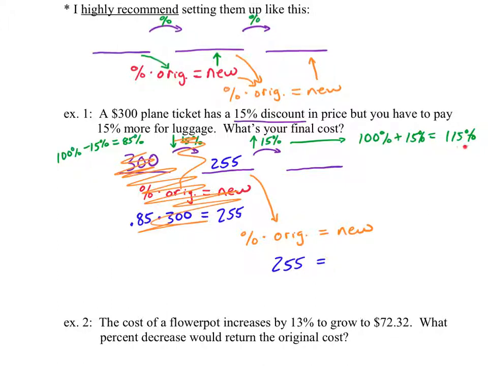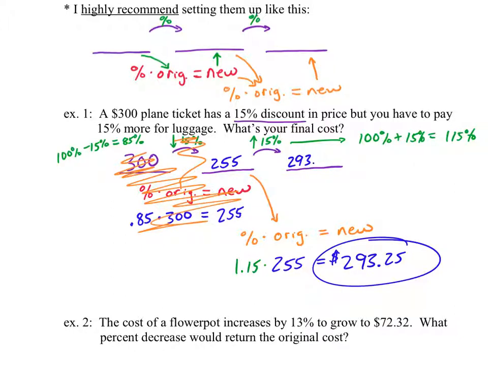So when I take my 115% and put it in, I have to move that decimal point 2 places. So I have 1.15 times 255. Punch that in my calculator. So the final price ends up being $293.25. There's the final answer. Or if you wanted to, you could even put it in the blank here, $293.25. So it's really just doing 2 problems back to back.